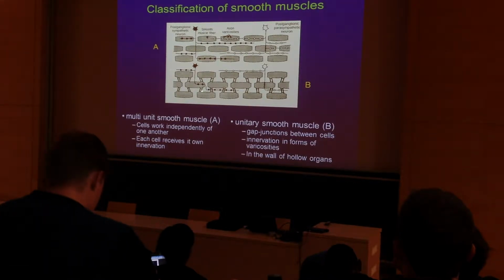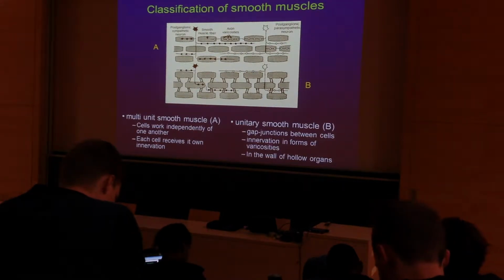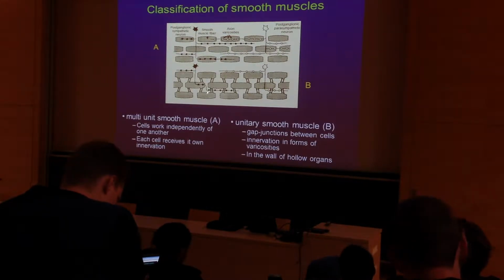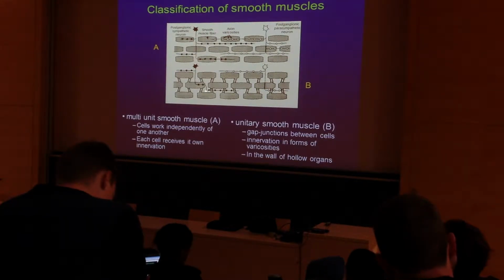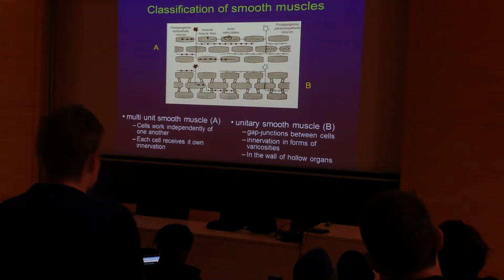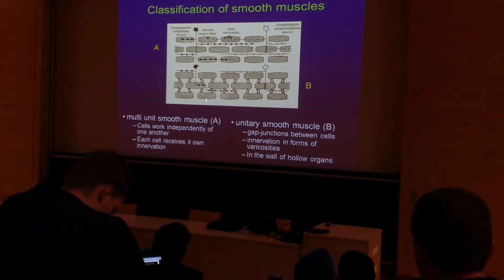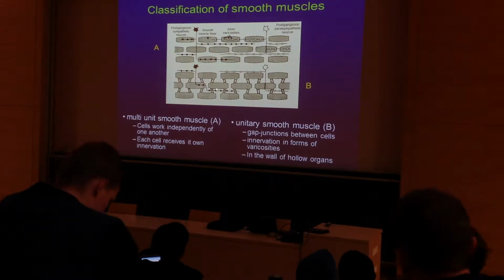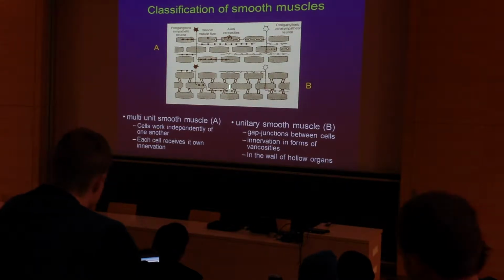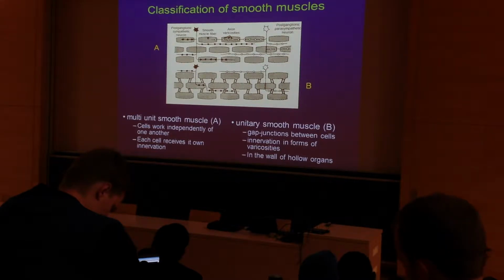Varicosities means that instead of having a very clear synapse between the nerve and the cell here, the nerve just simply has these enlargements where it has the vesicles, and it releases the vesicles into this area, which then stimulate the smooth muscle cells.